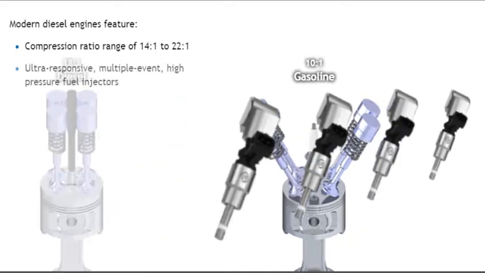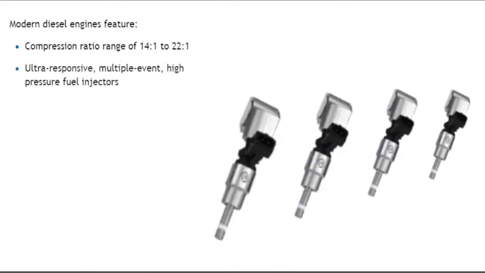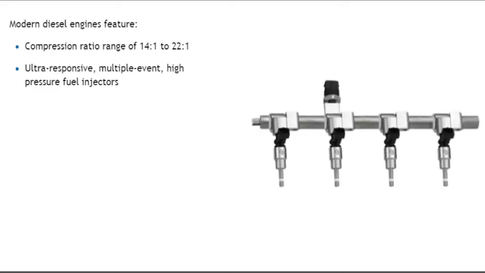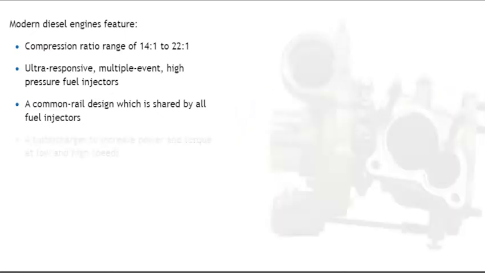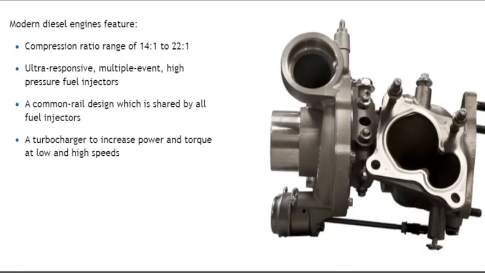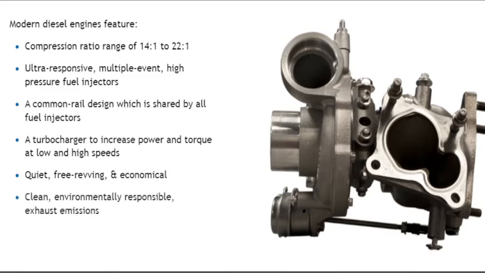They also feature ultra-responsive, high-pressure fuel injectors capable of multiple injection events to reduce noise and vary fuel delivery during the combustion cycle. A common rail design refers to the fuel rail, which is shared between all the fuel injectors. Turbochargers often provide diesels with extra breathing capacity and increase output power. These features and other emissions technologies combine to produce powerful, quiet, free revving, and economical engines with lots of torque. These clean, environmentally responsible engines are a clear departure from the noisy and smoky diesels of the past.